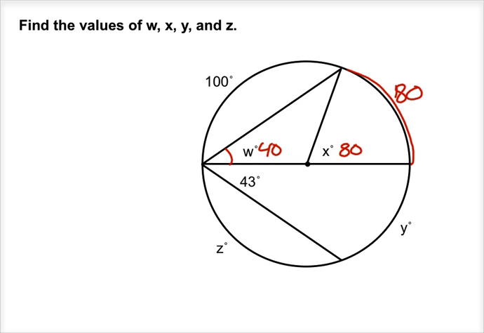Let's see Y. Y is the arc that is intercepted by an inscribed angle of 43, so Y is going to be double that, which is going to be 86. And the only thing left is to find Z.